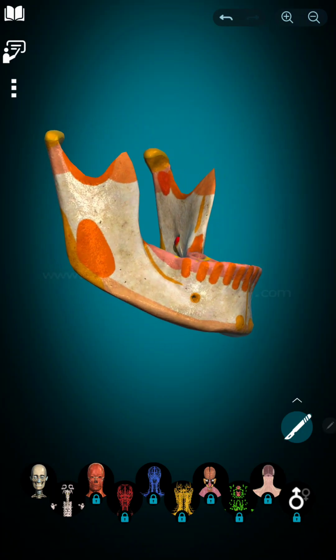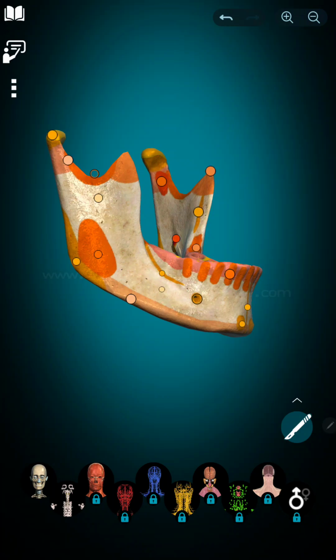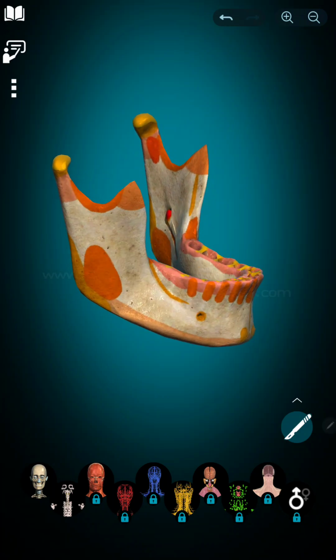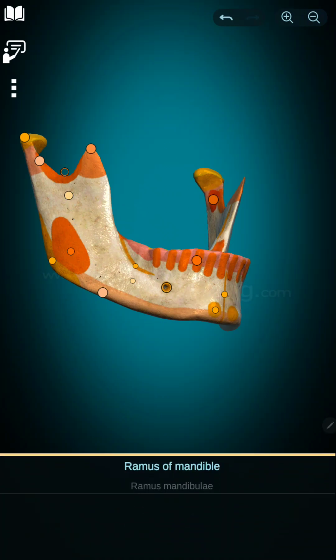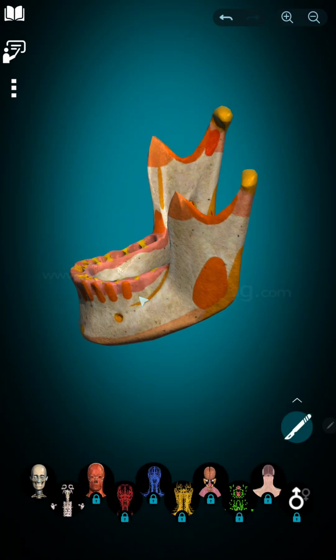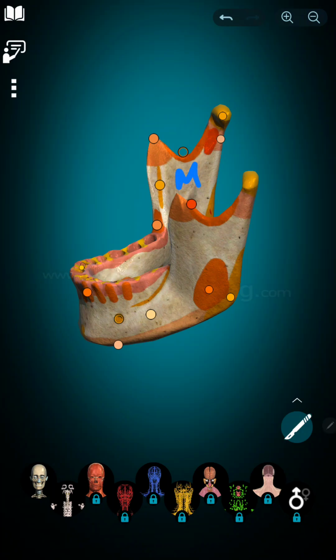We are going to study that it has two surfaces. One is the lateral surface. The lateral surface is what? This one is the lateral surface. This is the ramus of the mandible, we know that. This is the lateral surface of the ramus of the mandible, and this is the medial surface of the ramus of the mandible. Clear?